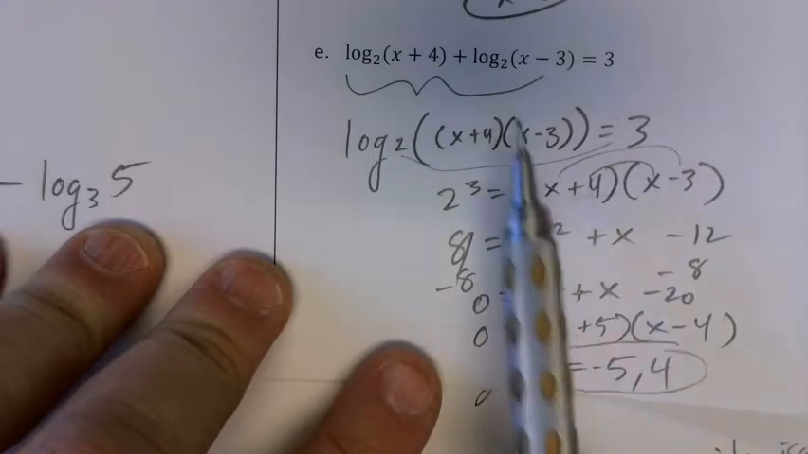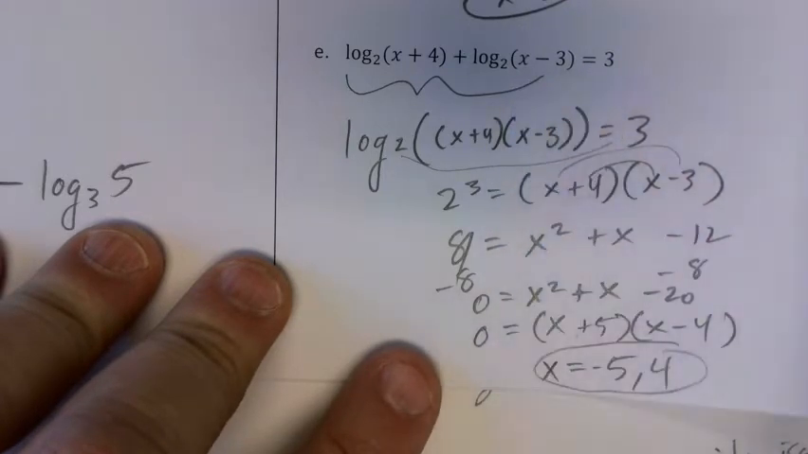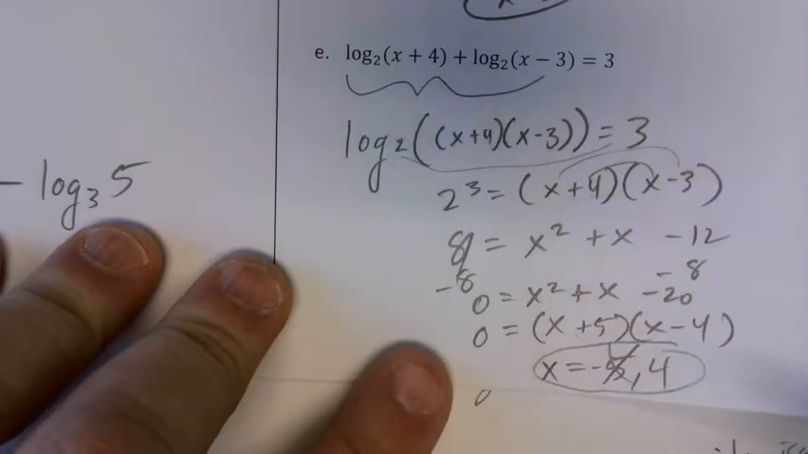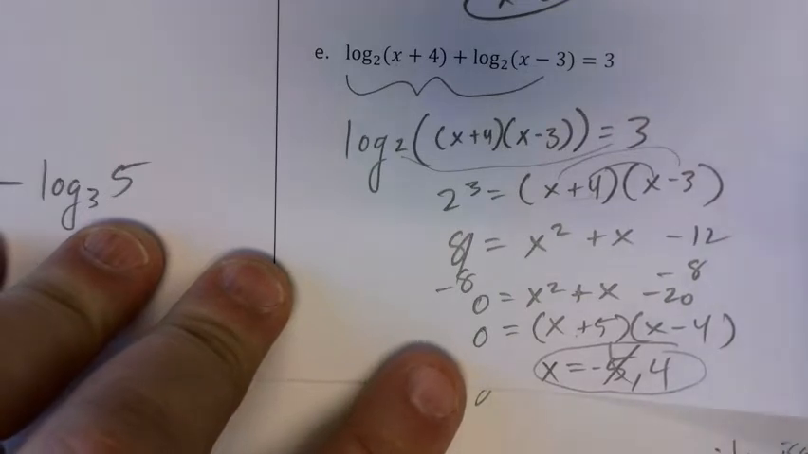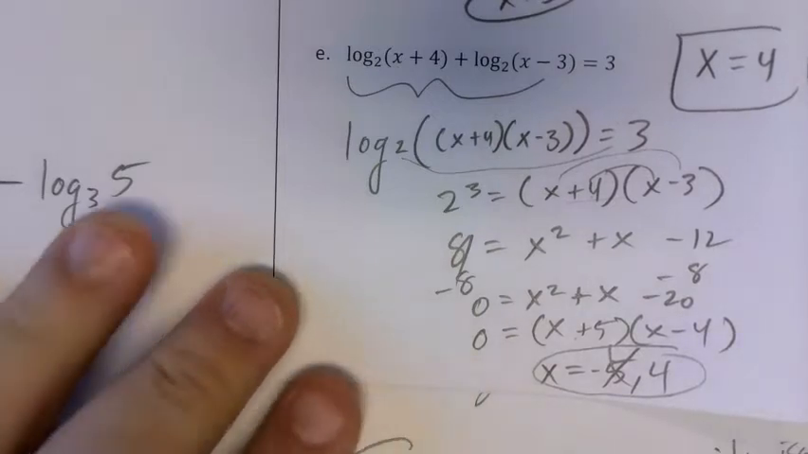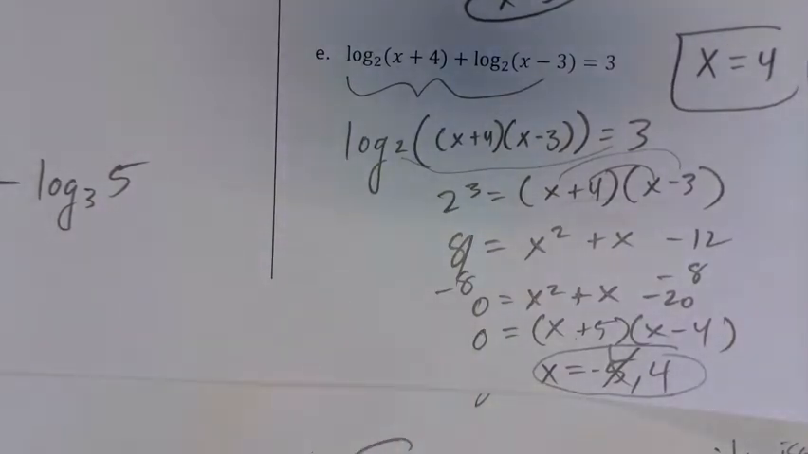But check this out. If I put a 4 in here, 4 minus 3 is 1. That works. 4 plus 4 is 8. That works. But if I put a negative 5 plus 4, that doesn't work because it makes a negative inside my log. I have to check my answers, and so x equals 4 is my answer because negative 5 is extraneous. Cool. Moving on. Let's look at the next page here.